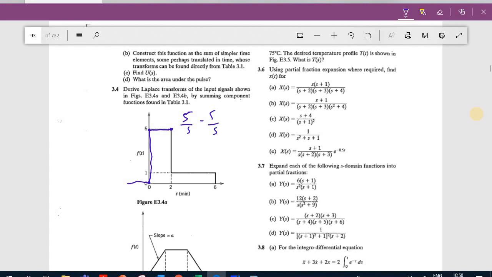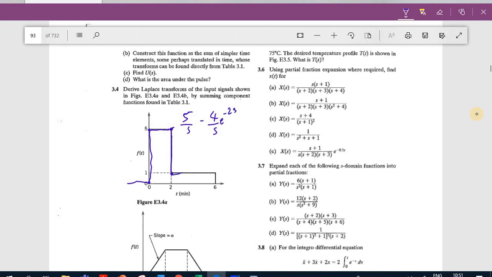This will be 0. But the second step input happened at 2. So in this case, because it happened at 2, we would say that this is minus 5. But actually it did not go minus 5. It went from 5 to 1 only. So since it went from 5 to 1, that will be minus 4 over s. So it went only 4 units down. So minus 4 over s, that happened at 2 seconds.